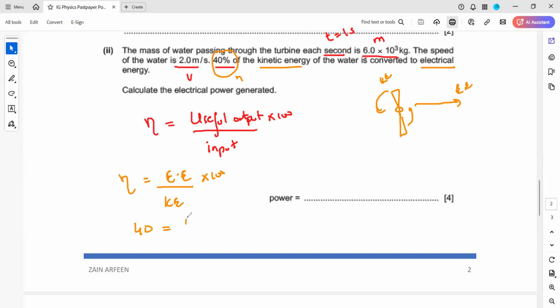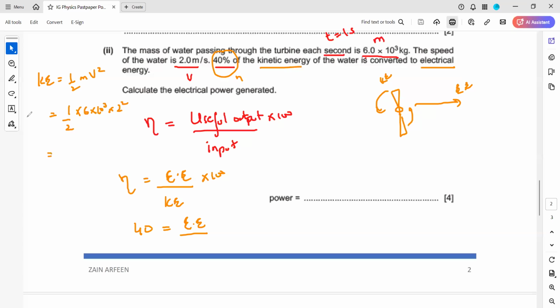Keep one thing in mind. So electrical energy, we don't know. What about the kinetic energy? The formula for kinetic energy is half mv square. You can separately work out the kinetic energy and then substitute the value. Like kinetic energy is 1 by 2 mv square. So 1 by 2. What about the mass? The mass is 6 into 10 to the power 3, multiplied by speed, 2 square.